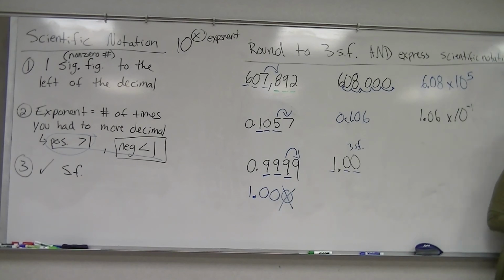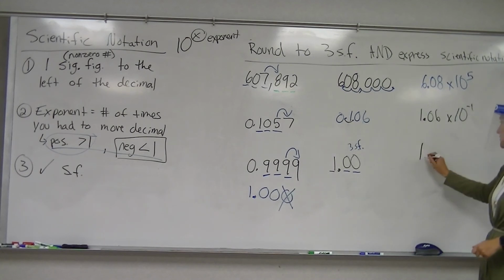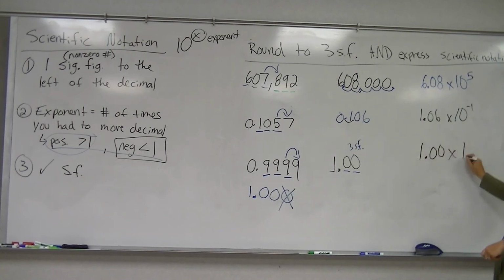So for scientific notation, where do I want my new decimal point? Where it is. There's one non-zero number to the left, right? So what's my exponent going to be? This was the trick question from last time. 0. Exactly.